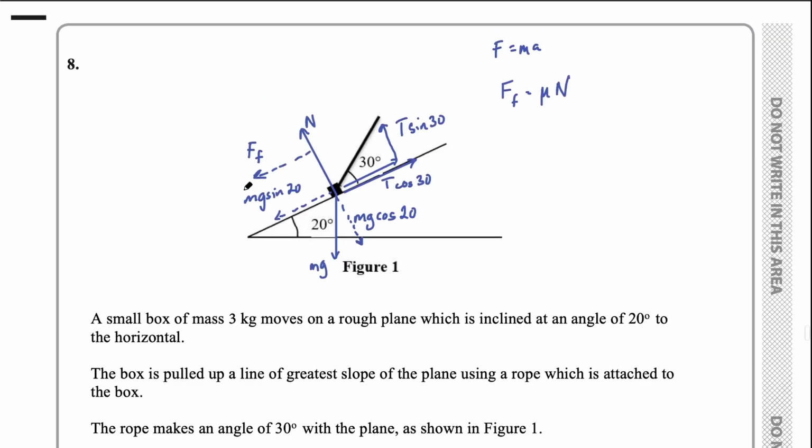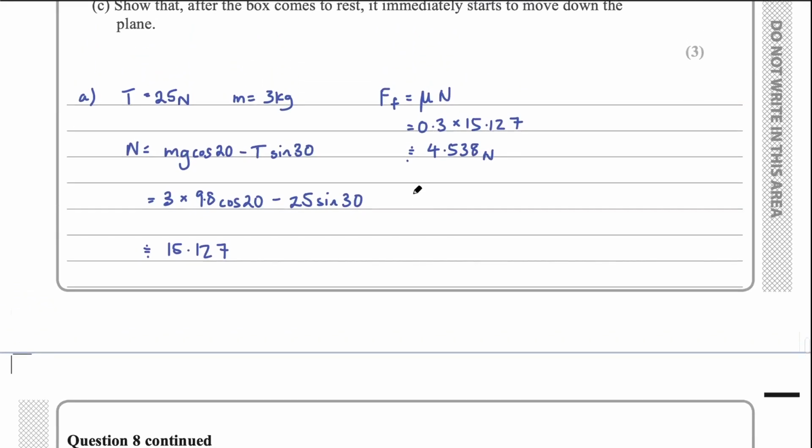which was acting in the parallel direction, or the direction of movement of the particle. We also need to consider this aspect of the weight force, mg sine 20, in the parallel direction, and then also the horizontal aspect of the tension force. So to find the net force, we take those three forces acting in the direction of movement, the same plane of movement as the particle, and then we'll be able to work out acceleration using F equals ma. So the net force, let's say that's Fn.